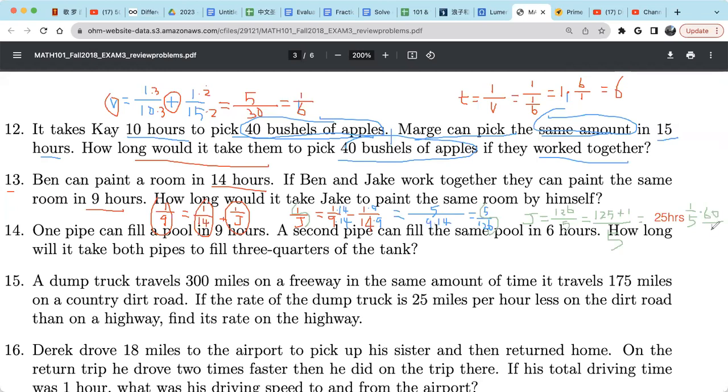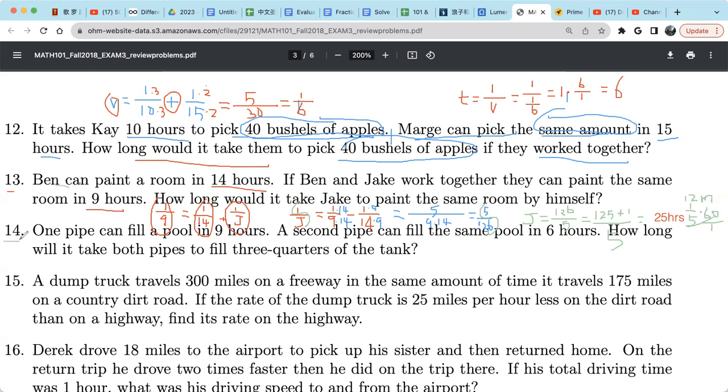60 is 60 over 1. 60 divided by 5 is 12 minutes. So 25 hours and 12 minutes. Okay, so that's the answer for this one. Ben needs 14 hours to paint the room, and together they can finish in 9 hours. But if Jake works all by himself, he needs 25 hours. Wow, that's a lot, huh? And 12 minutes.